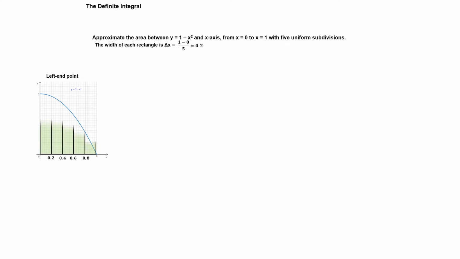Each rectangle has a width of 0.2, and the height of each is given by the height of the function at the rectangle's left edge. Adding the areas gives us 0.76.